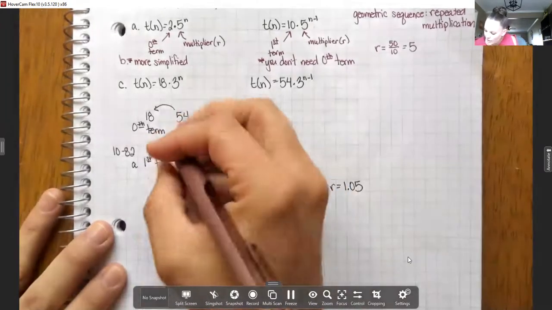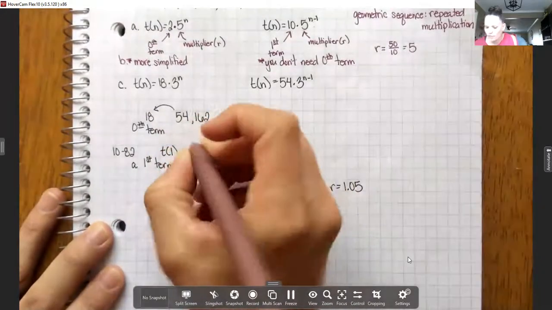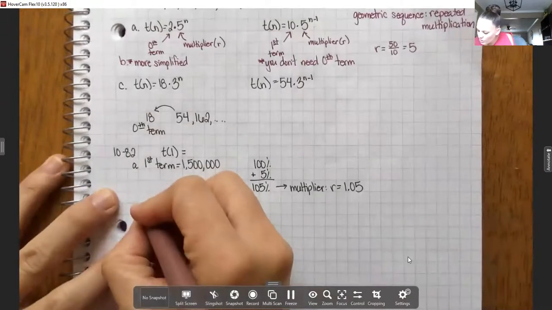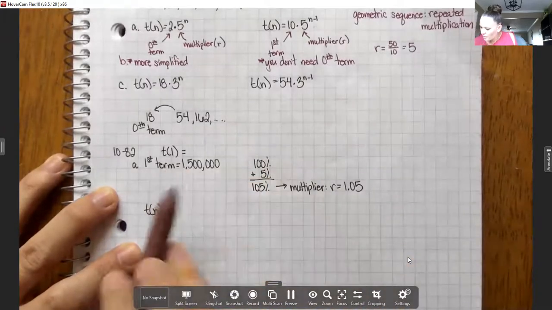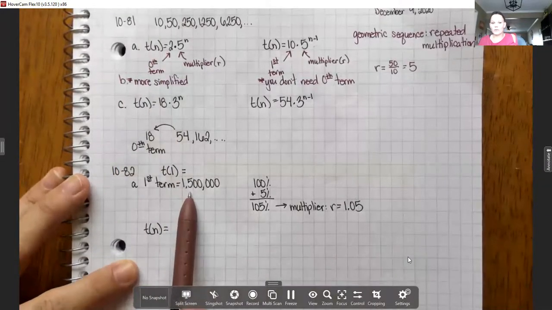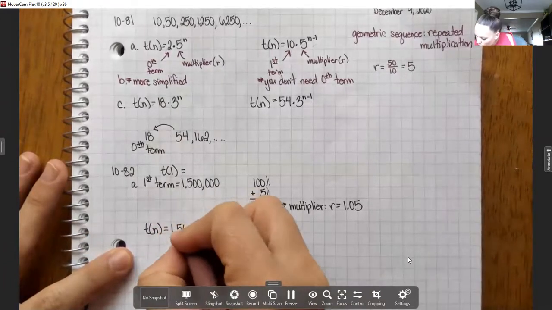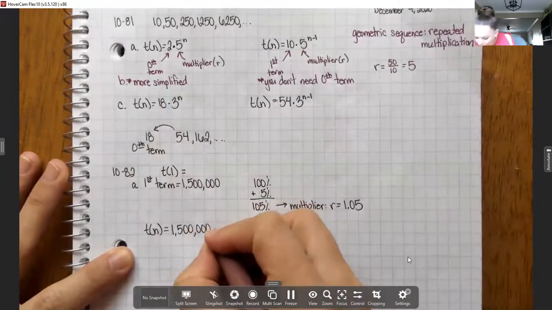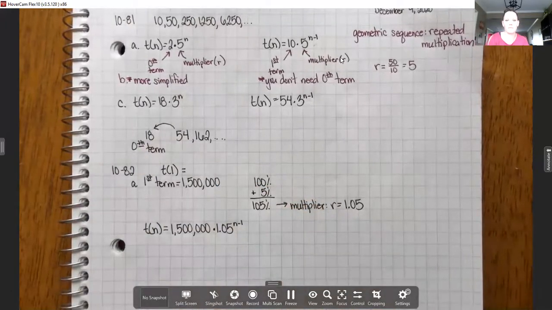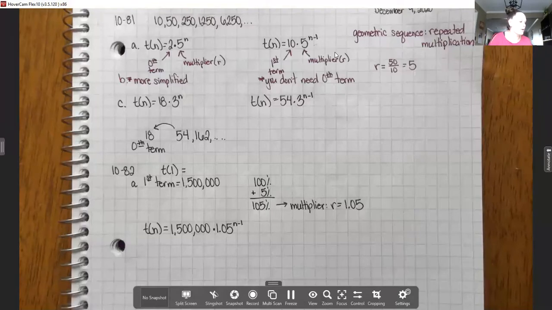And I should have written it here to be consistent. The notation for the first term, remember, is T of 1. So T of 1 is the same thing as the first term. That tells us that our equation, T of n, could be found by finding the 0th term and writing our equation that way, but that's more work. We already know the first term. The first term is almost always given to you. So 1,500,000 times 1.05 to the power of n minus 1. So that's going to be our equation here.